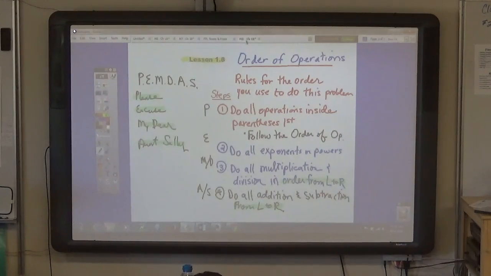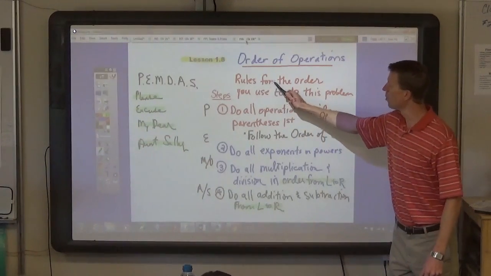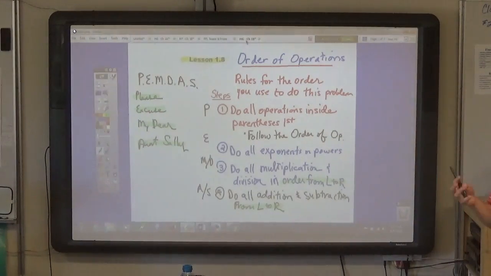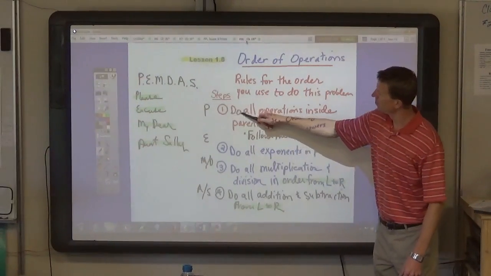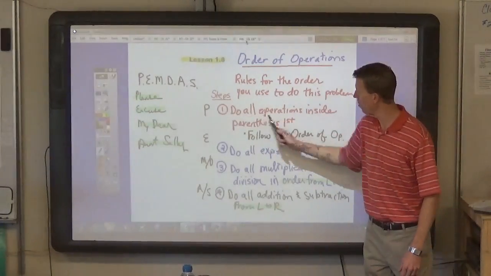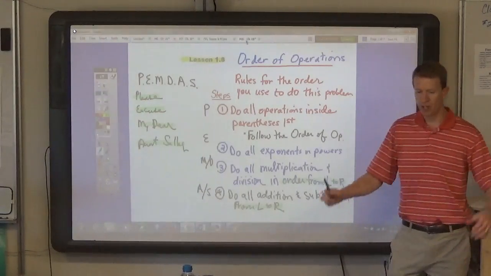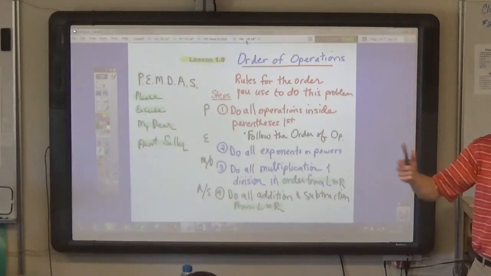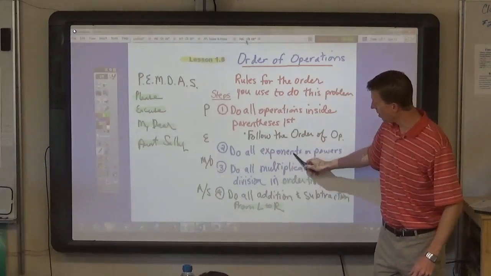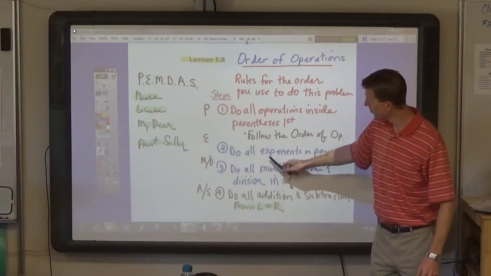Okay, sixth graders, we're diving into the order of operations. What are the order of operations? Well, they're the rules for the order that you do the operations when there is more than one in a problem. So, the steps are these. Do all the operations inside the parentheses first. P stands for parentheses. Now, when you're working inside parentheses, you also follow the order of operations. And the operations part are steps 2, 3, and 4.